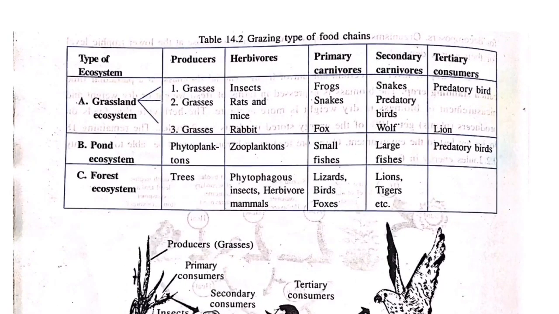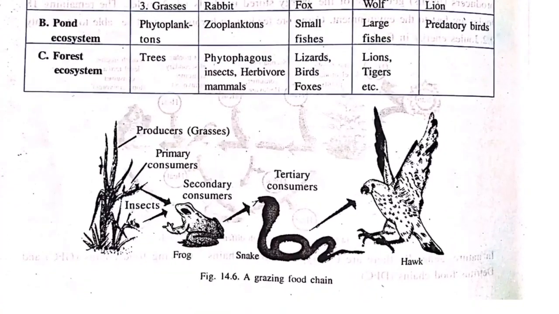Next, in pond ecosystem, what happens? Phytoplanktons are the primary producers which prepare their own food material. They are eaten up by the zooplanktons. Zooplanktons are eaten up by the small fishes. Small fishes are eaten up by the large fishes, and large fishes are eaten up by many predatory birds. Next, in forest ecosystem, trees.